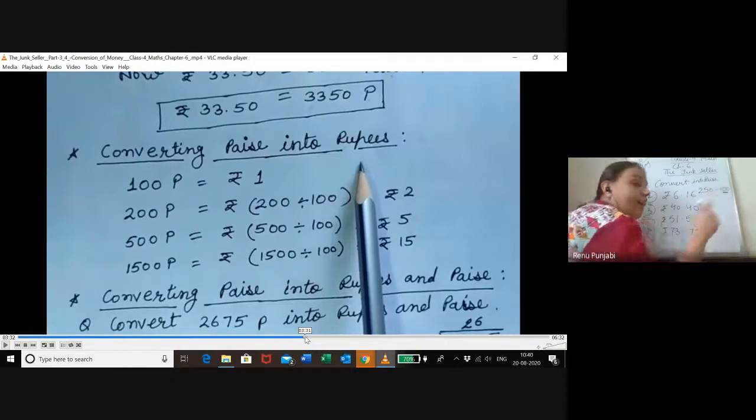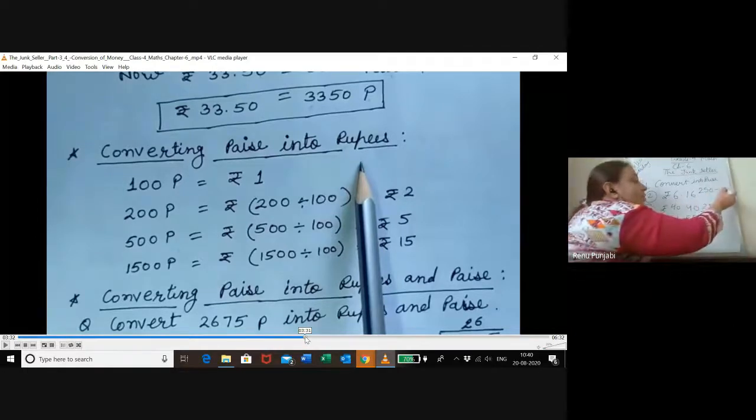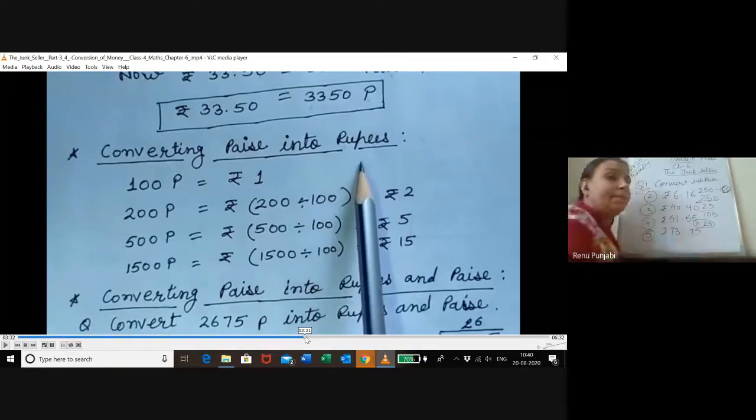See, if I do it with the long division method, then also you will get the answer. But if I want to do it directly, I will see how many zeros 100 has. 2 zeros. And I have 250. So I will count 2 digits from the back, 1, 2, and I will put the decimal here. So it will be 2 rupees 50 paisa.